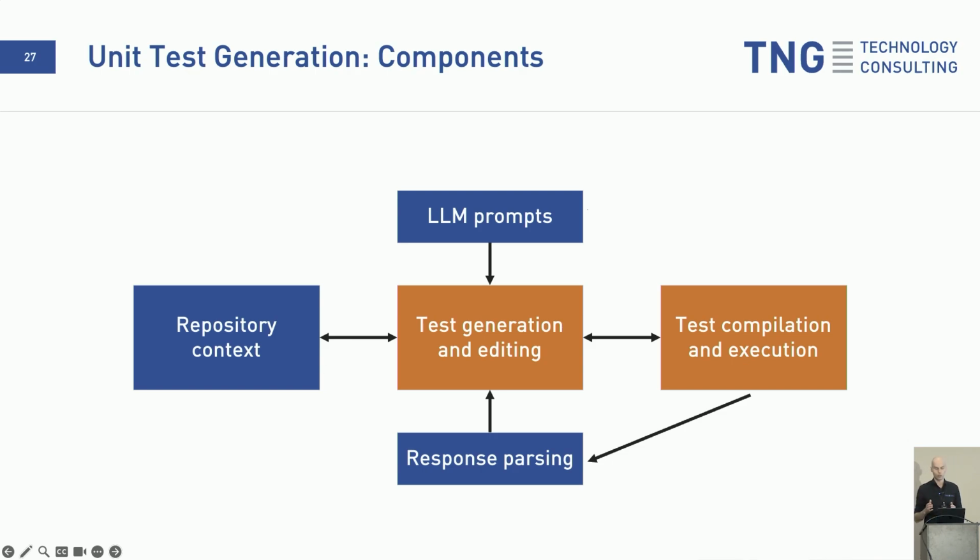You prompt your system to generate tests from the repository context. These tests are executed, and you get this feedback loop, right? The result of the test execution can be fed back into the LLM, and again, it can fix and correct.